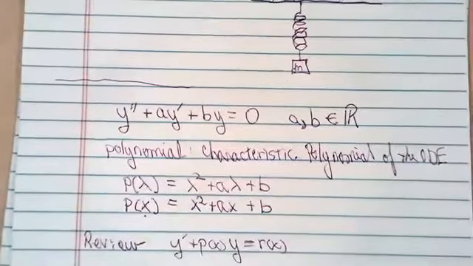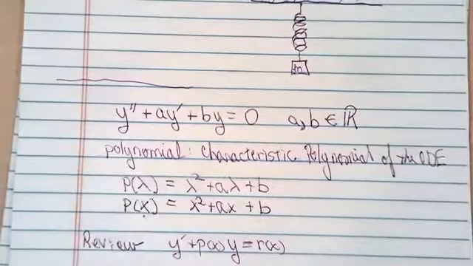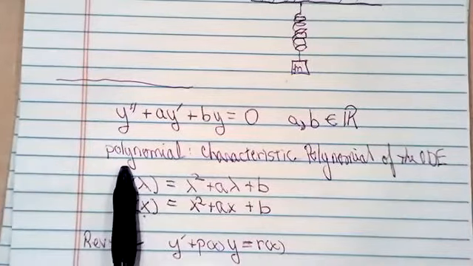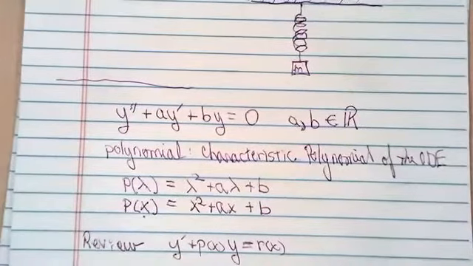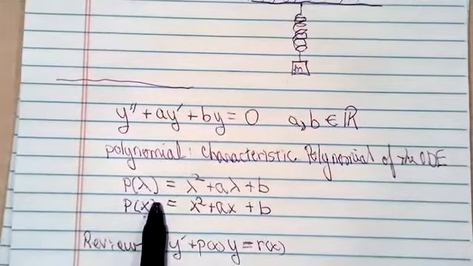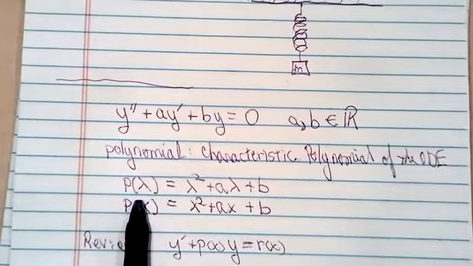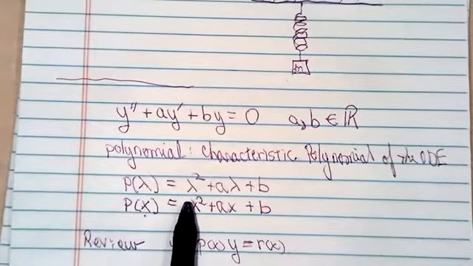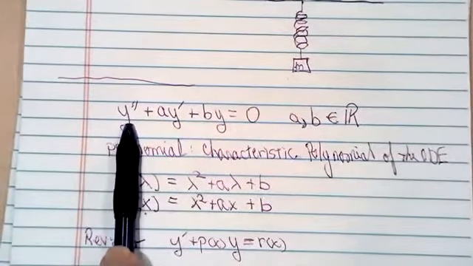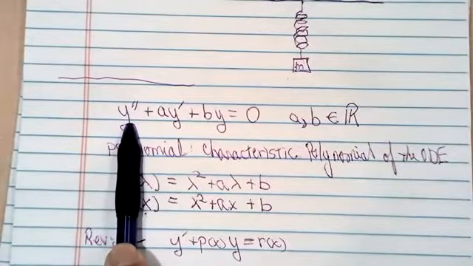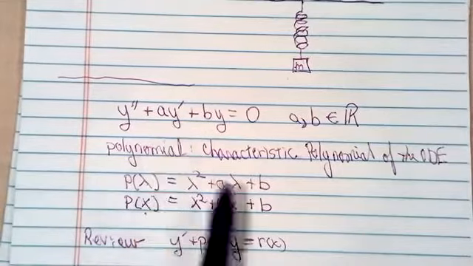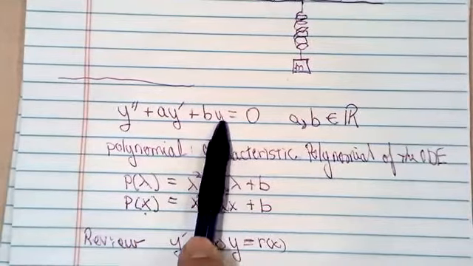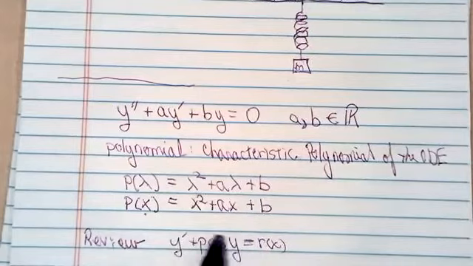I've mentioned so far that if you write one of these things down, there's a corresponding polynomial that's called the characteristic polynomial that goes with this ordinary differential equation. It is given by this. You just basically copy it. Where there's a y double prime, you write lambda squared. Where there's a y prime, you write lambda. And where there's no derivative at all, you just have a constant. So that's the characteristic polynomial.